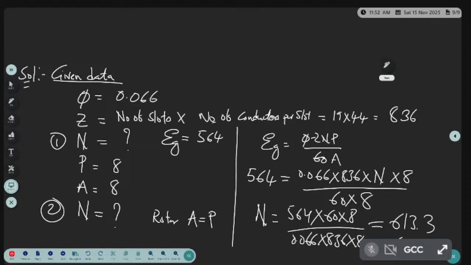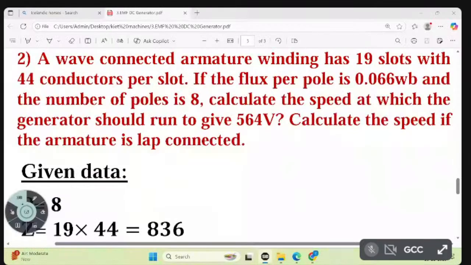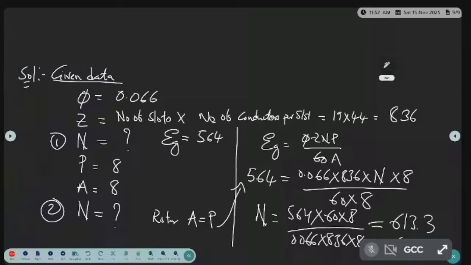A wave connected armature winding, calculate the speed of the armature. There is no second question, only one question is asked. So the answer is 613. This is the way. In a direct question, all the parameters are given in the question. You have to simply remember.